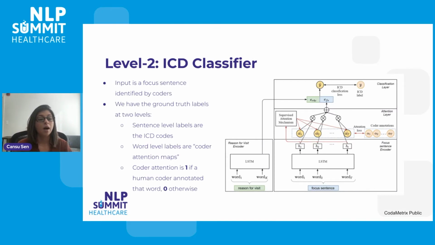And our ICD classifier works in the following way. It has 4 different subnetworks. The bottommost network is called the focus sentence encoder. It takes an individual focus sentence, and we first pass the words of these focus sentences through another LSTM, and we generate hidden representations for the words in the focus sentences.